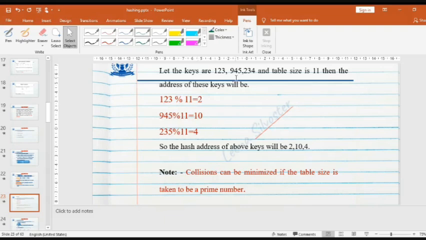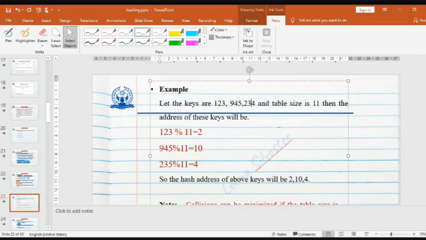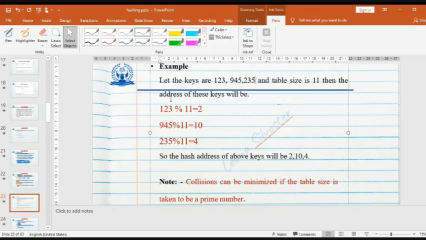We have to divide these keys by the table size, that is 11. 123 divided by 11, remainder 2. 945 divided by 11, remainder 10. 234 divided by, actually this is 234, we can change this to 235. 235 divided by 11, that is 4. So the hash addresses are these indices: 2, 10, and 4.